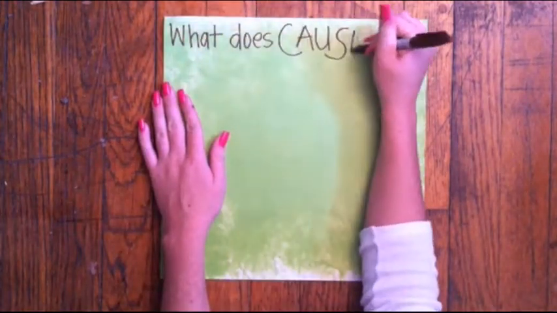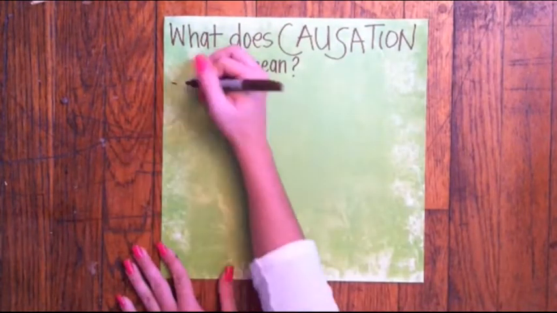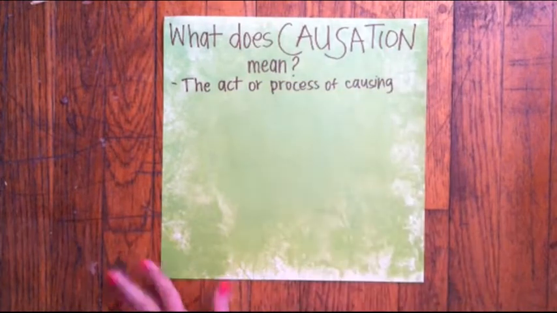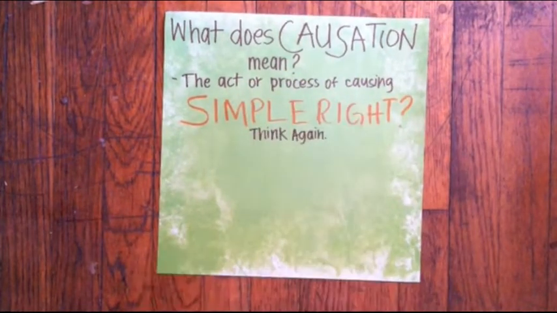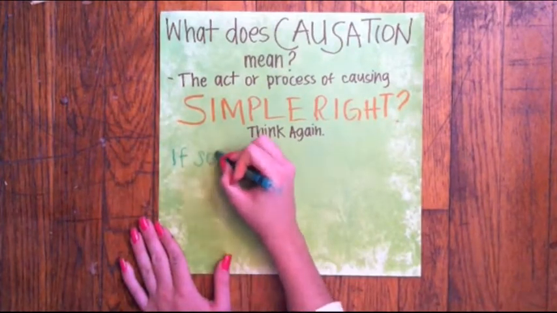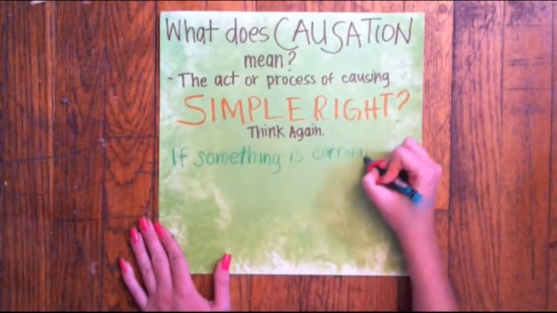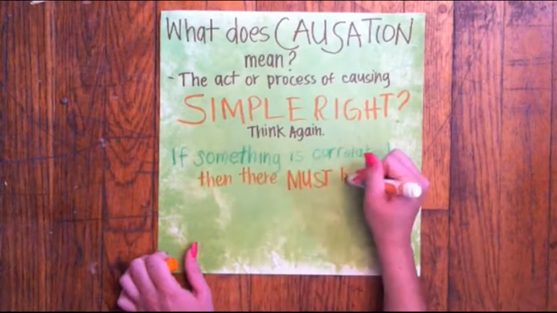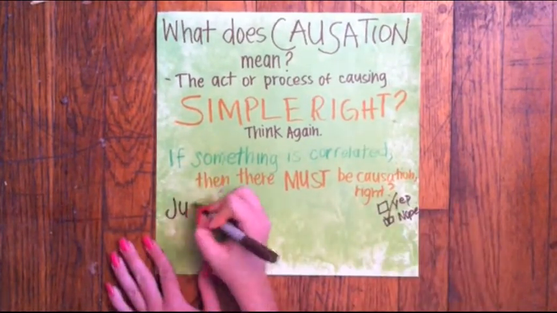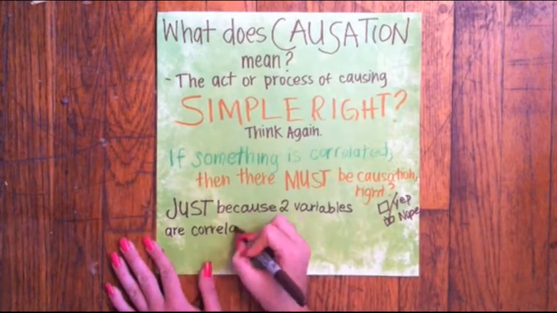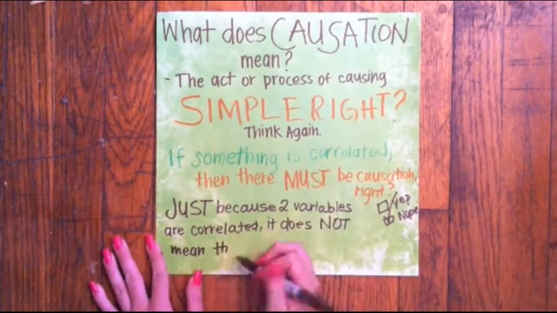So, what does causation mean exactly? Causation is the act or process of causing. Simple, right? Think again. If something is correlated, that means that there must be causation, right? This is actually incorrect. The most important point of this lecture is that just because 2 variables are correlated, it does not mean that causation is present.